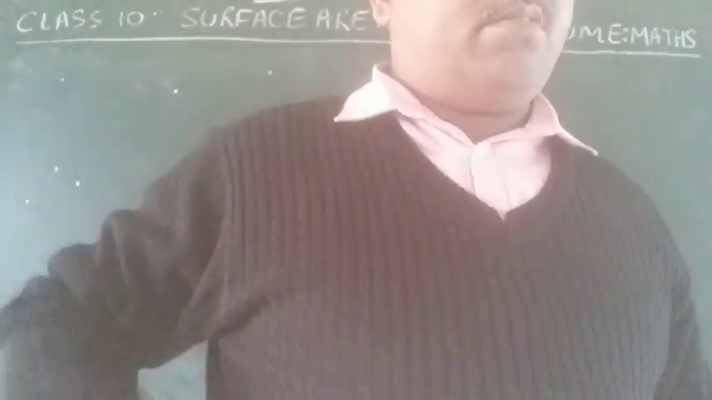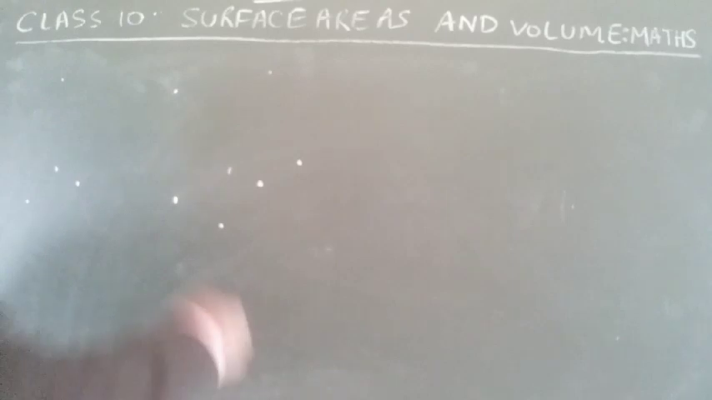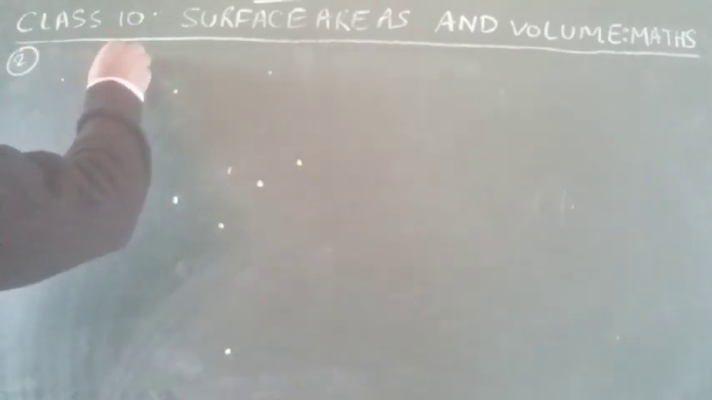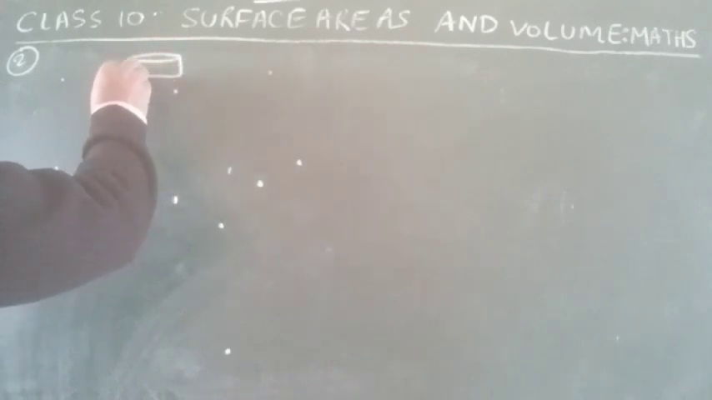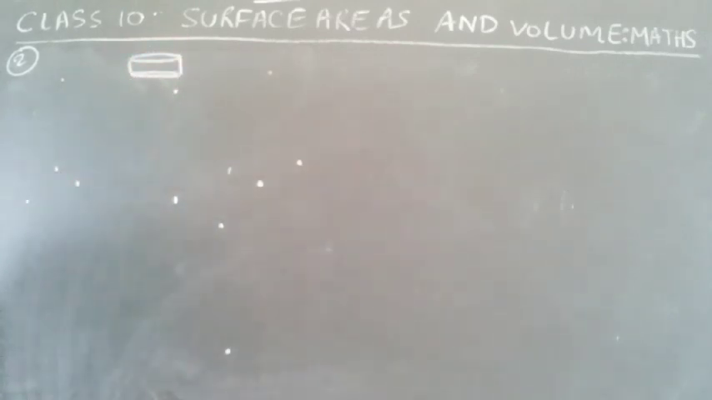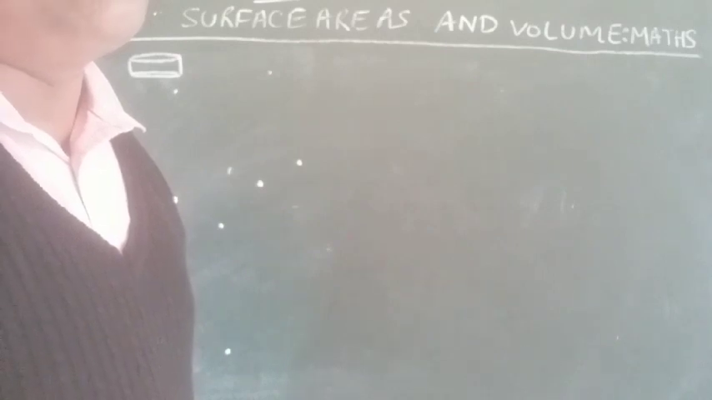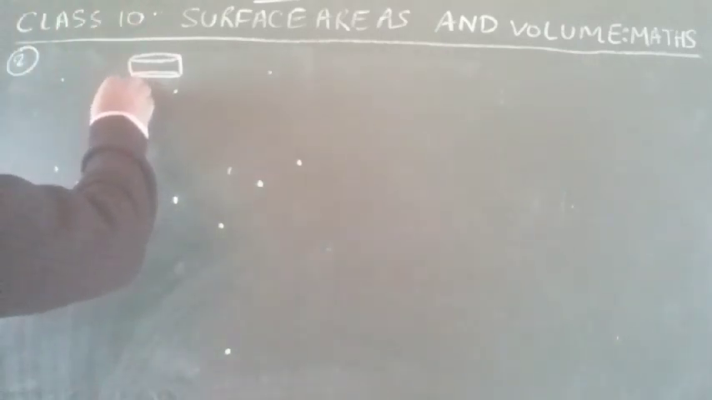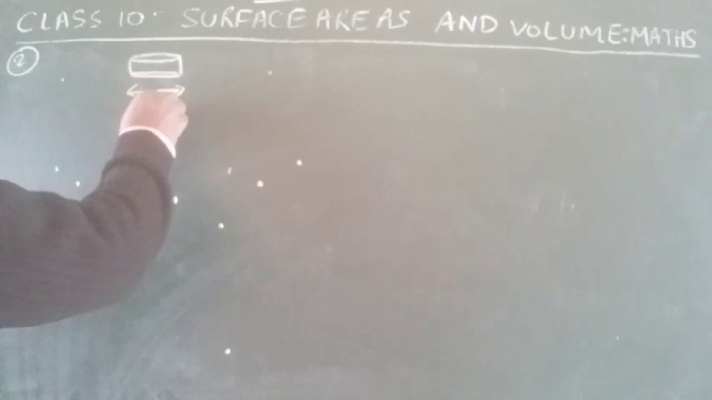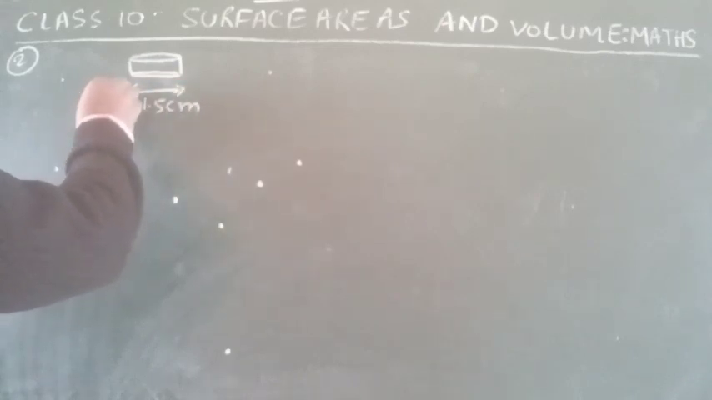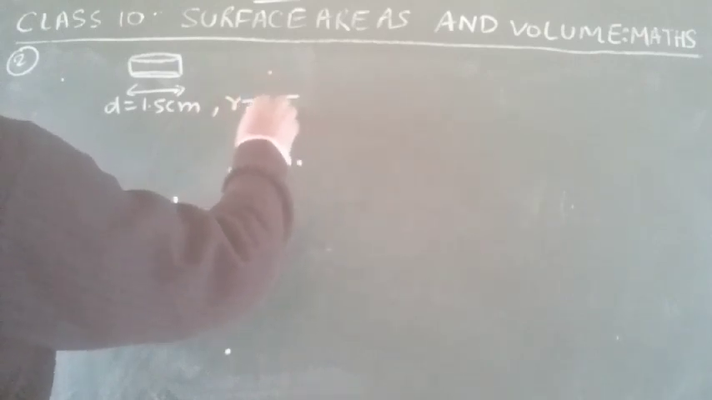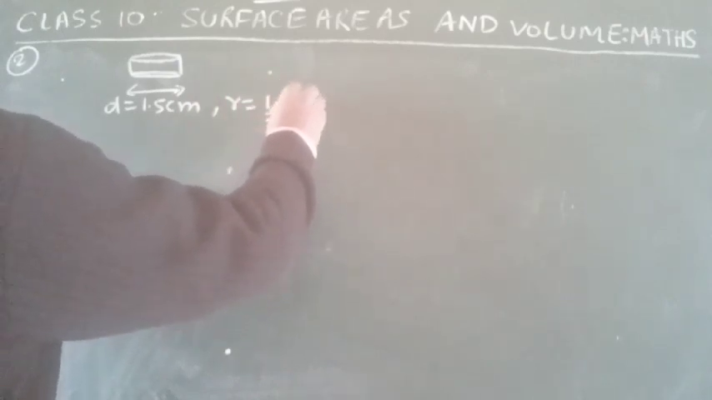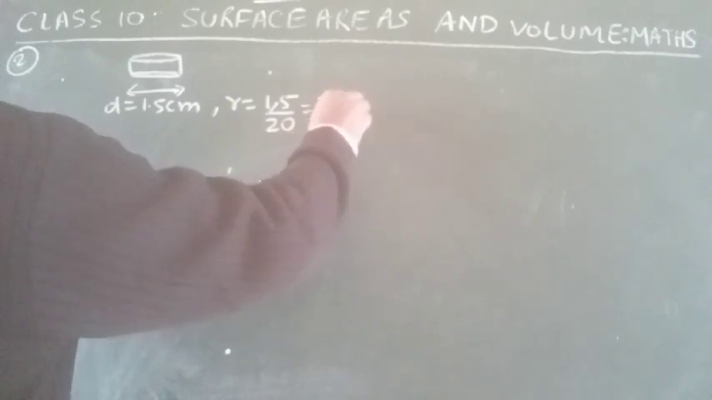Look at this. Find the number of coins, 1.5 centimeter diameter. This is a coin, just like a cylindrical shape. 1.5 centimeter is the diameter. Then the radius equals 1.5 by 2, that means 0.75, that means 3 by 4 centimeter.